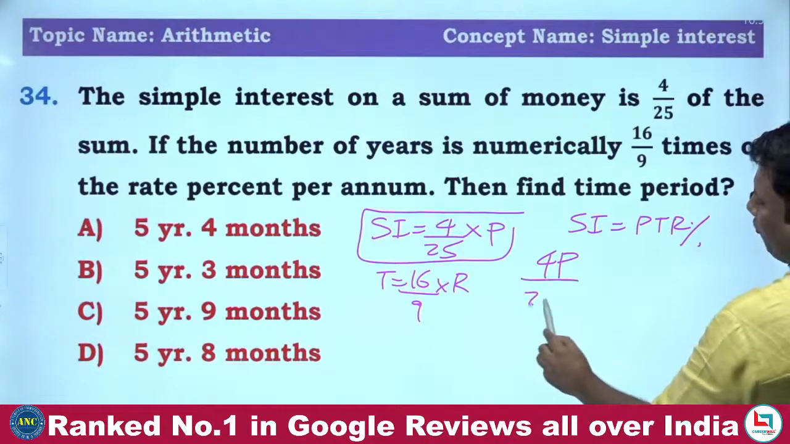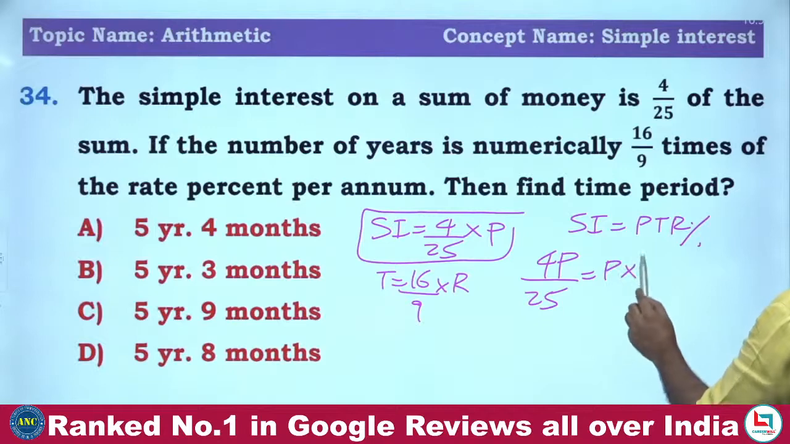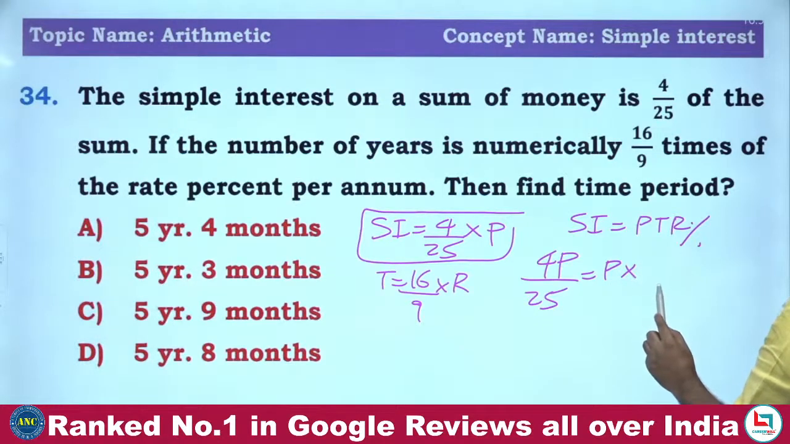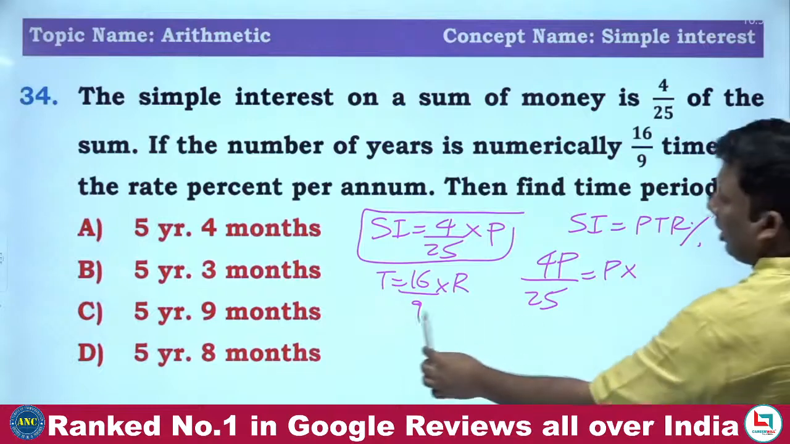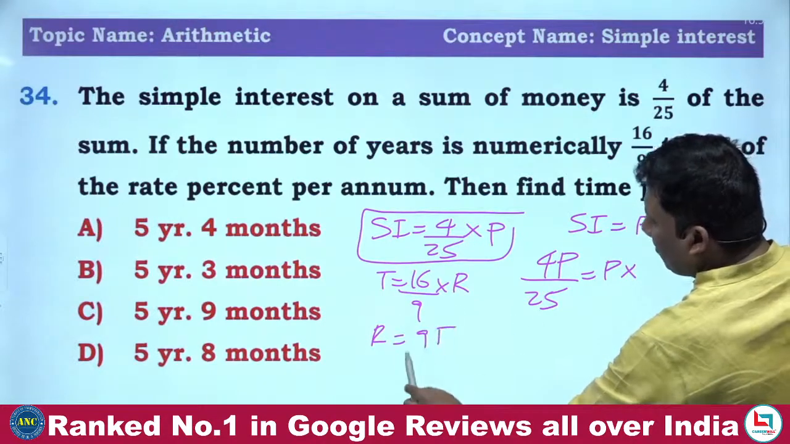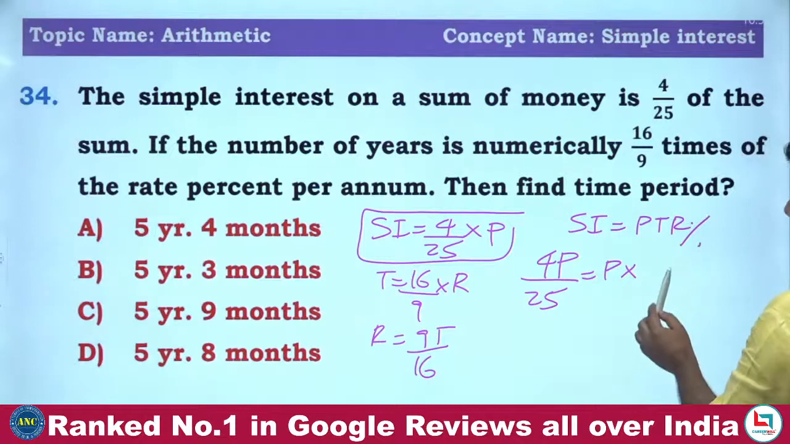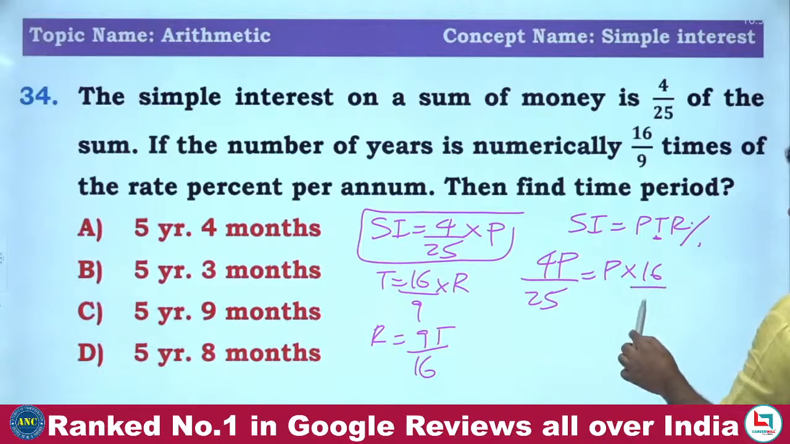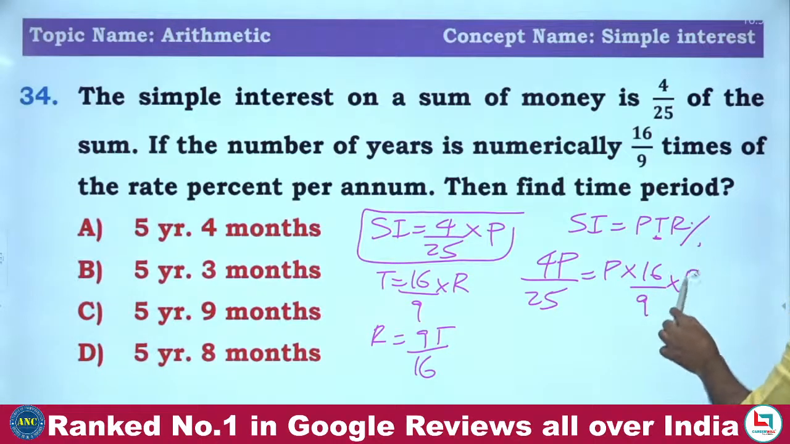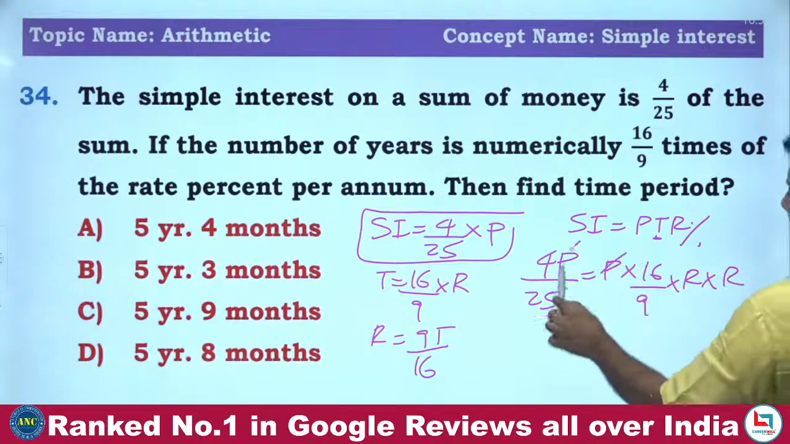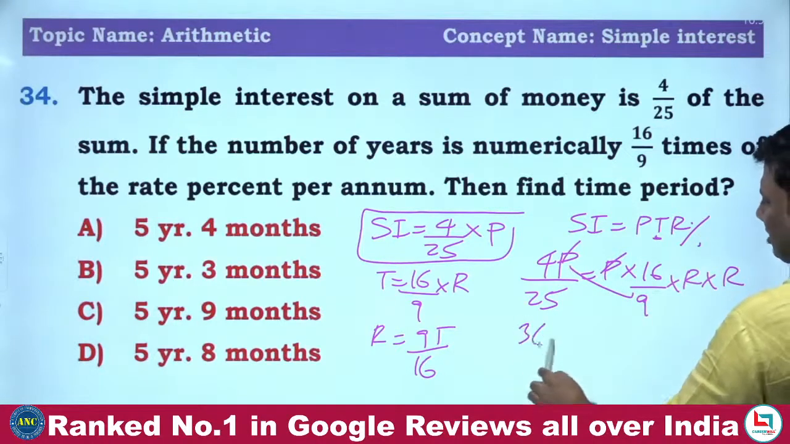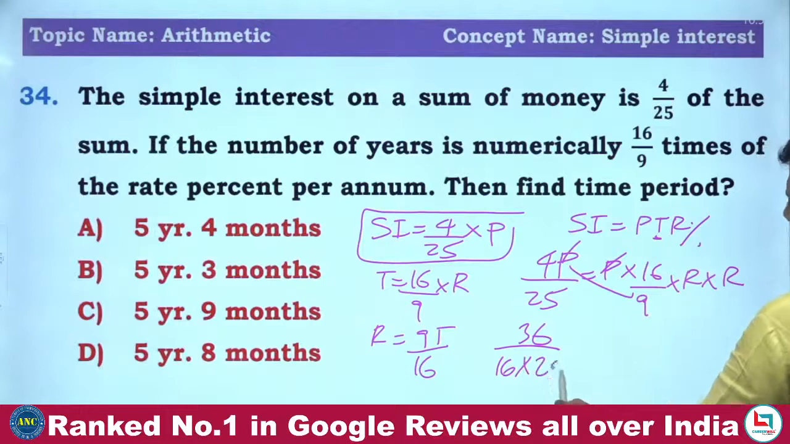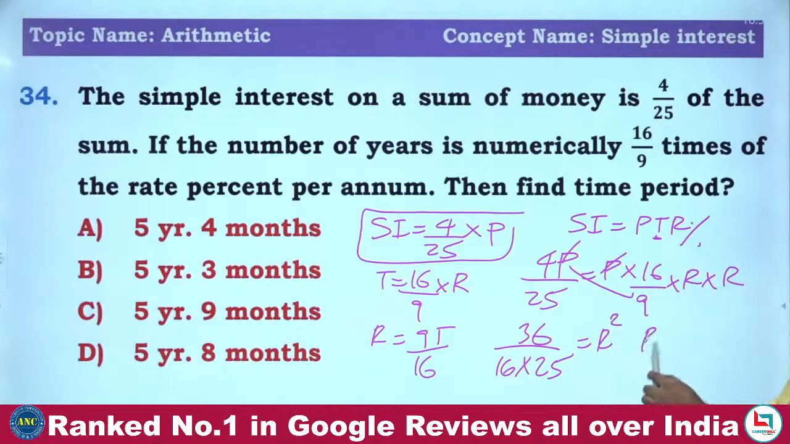Simple interest is 4P by 25. T, the number of years, is 16 by 9 into R. So 16 by 9 into R into R. P, P cancel. 4 9s are 36 divided by 16 into 25 is R square. So R is 6 by 4 into 5, 30. R is 30.